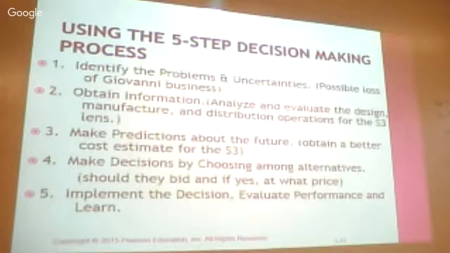Obtain information. We're analyzing and evaluating design, manufacturing, distribution, operation for the lens. Make predictions, and basically obtain a better cost estimate for the S3 lens. And should we bid or not? So basically what we're doing in this example is trying to determine, can we make a bid for this, or should we just walk away from this business? And then implement the decision, perform and learn. So using those 5 steps, how do we do that?